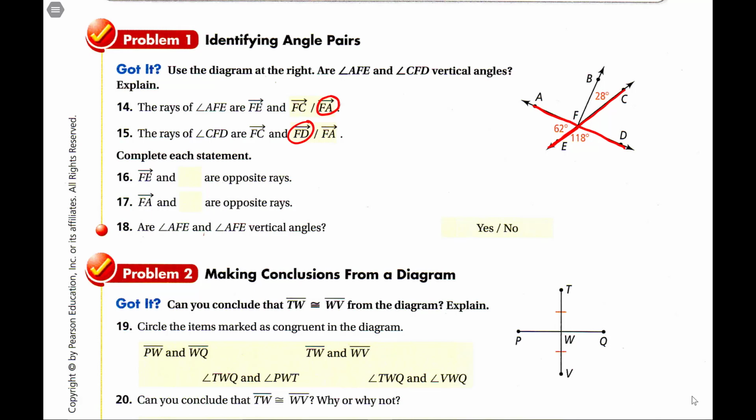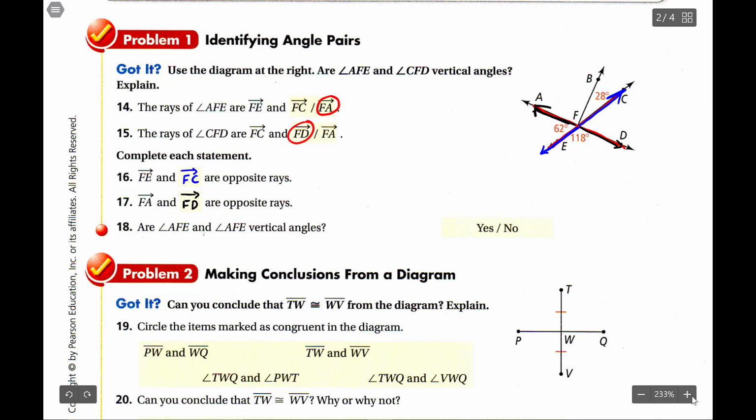So complete each statement. FE, that would be this ray right here, and blank are opposite rays. The opposite ray would be the one that goes in the other direction. That would be FC. FA and blank are opposite rays. Again, it goes in the opposite direction. That would be FD.